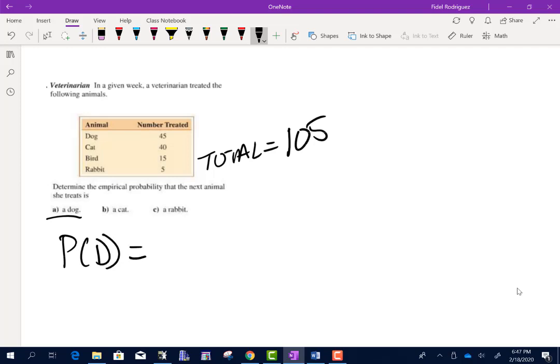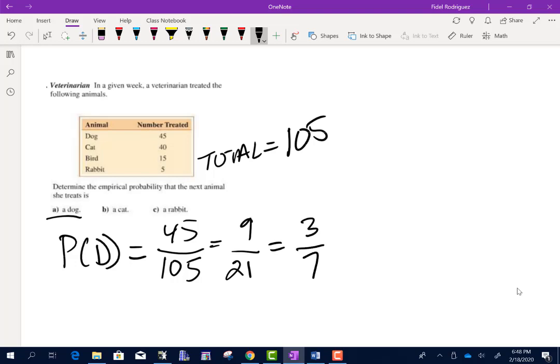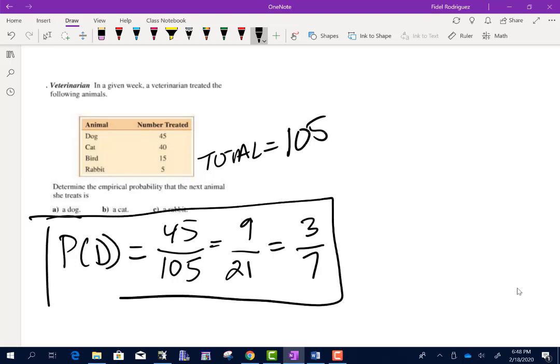All right, for part A, we're going to find the probability that the veterinarian is going to treat a dog. Well, out of the 105 animals that she treated, 45 of them were dogs. Okay, guys, I'm going to go ahead and divide them both by 5. I know 5 goes into 45 9 times. 5 goes into 105 21. We can divide them again by 3. So this is 3 over 7. Okay, there is a probability that the next animal is going to be a dog. Okay, now let's do the next part.